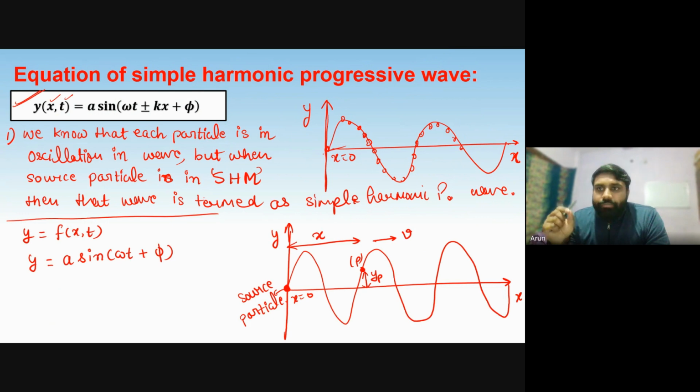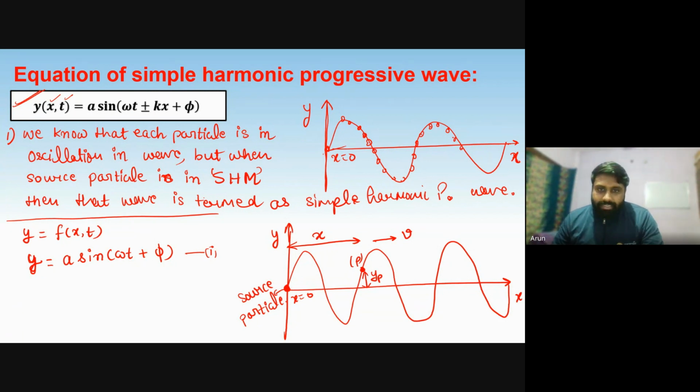For x is equals to 0, the source point is doing SHM, and the equation of SHM is this. So this ultimately represents the wave, because here the value of x is 0. But this particular y is the displacement of a particle which is at the source point. Now, whatever the source point is doing, the same is going forward.